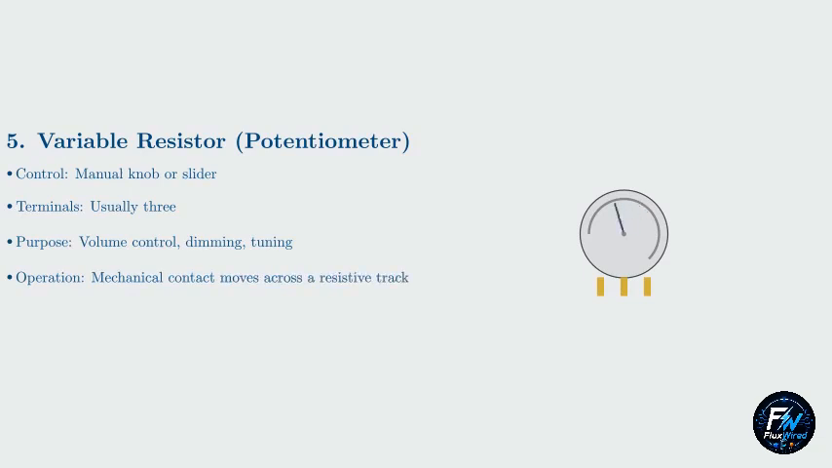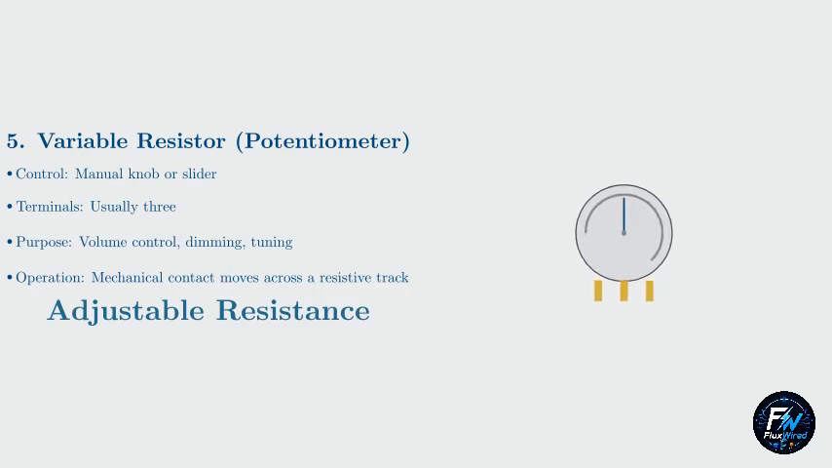By turning the knob, you change the position of the wiper, which varies the amount of resistive material the current must pass through. Most potentiometers have 3 pins. If you connect to the 2 outer pins, you get the full fixed resistance. But if you connect to the center pin and 1 outer pin, you create a variable path. This mechanical adjustability makes the potentiometer the primary bridge between human input and electronic control. It allows us to physically dial in the exact behavior we want from our devices.